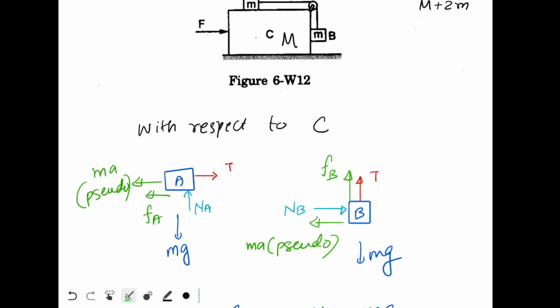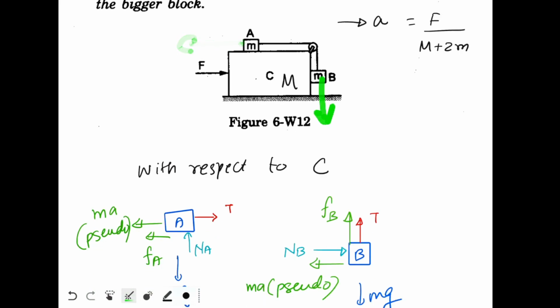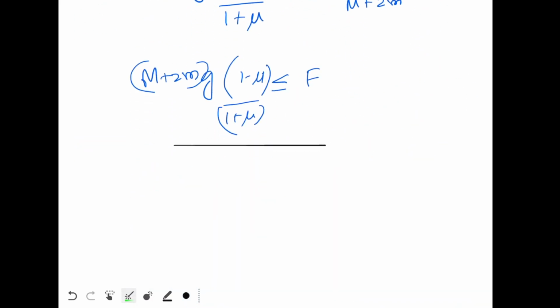So see, with respect to block C, pseudo force is acting on block A backwards. So block A is being pulled backward by pseudo force, just like m is being pulled downwards by gravity. So if you increase the value of a, pseudo force will increase. If a is very large, then pseudo force will be very large. So what will happen? Because of large pseudo force, A will try to go back, B will try to go up. So that's why we have to find the upper limit as well.